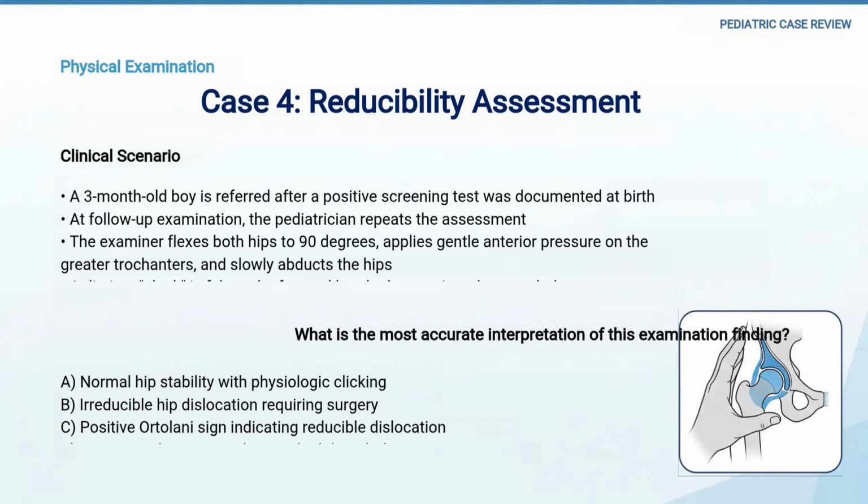Option A, normal hip stability with physiologic clicking. Option B, irreducible hip dislocation requiring surgery. Option C, positive Ortolani sign indicating reducible dislocation. Option D, positive Galeazzi sign showing limb length discrepancy.